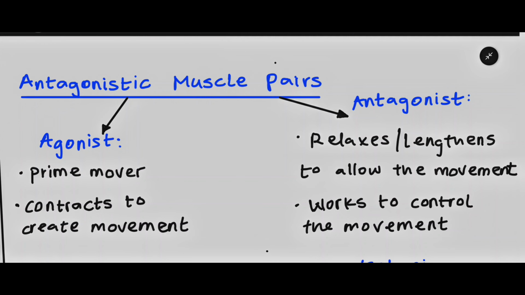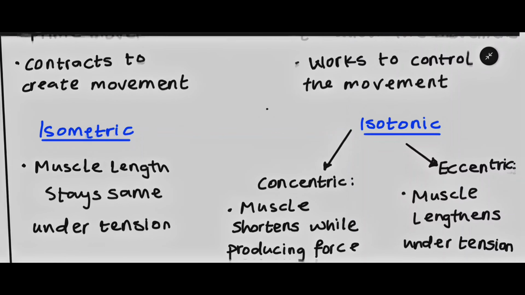And finally, for an ankle example, plantar flexion, the gastrocnemius would be the agonist for that, and dorsiflexion, the tibialis anterior would be the agonist for that. And vice versa, for plantar flexion, the tibialis anterior would be the antagonist, and for dorsiflexion, the gastrocnemius would be the antagonist.